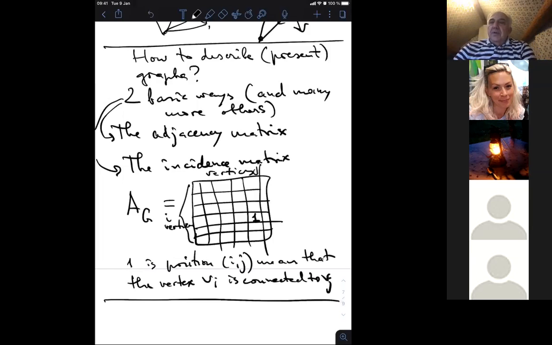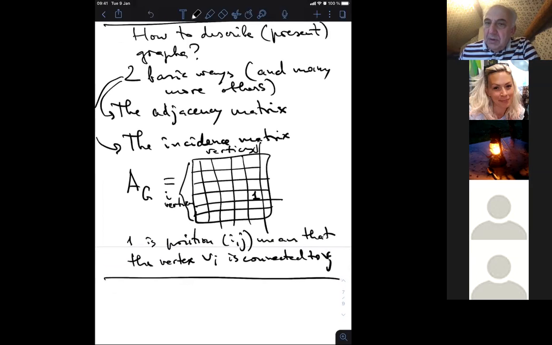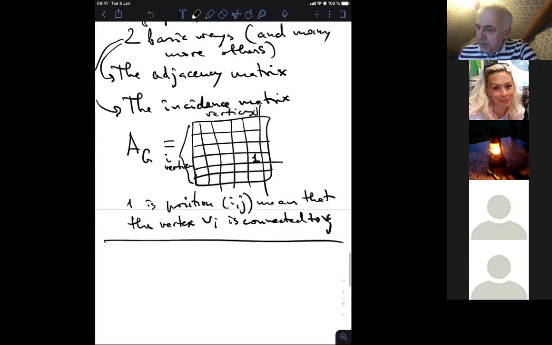Sorry, can I just ask, is it always from i to j? I mean, is it rows to columns? Is the matrix directed in any way, or could you just as well say that it's j to i? To write a matrix, you have to order your vertices. You have to order, say, this is number 1, this is number 2, this is number 3. I'll do an example, maybe it will explain.